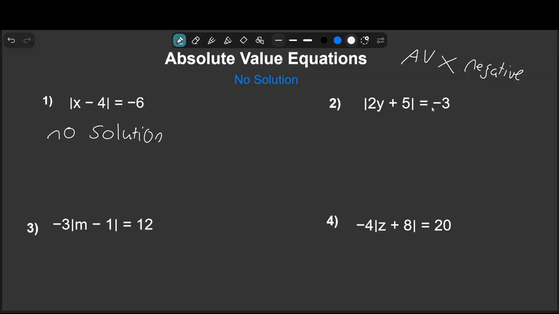Now, for the second one, we have the absolute value of 2y plus 5 equals minus 3. Again, we have a negative here, so we can't do this. That means we again get no solution.